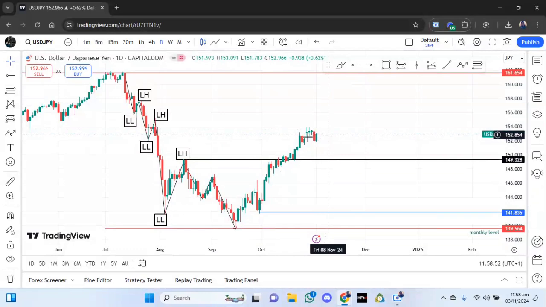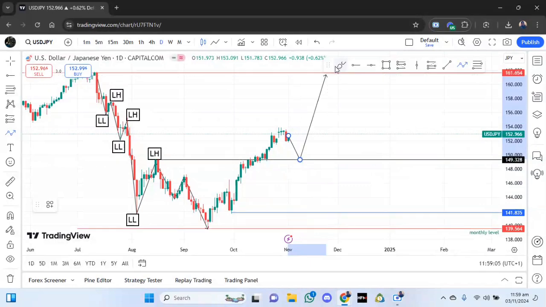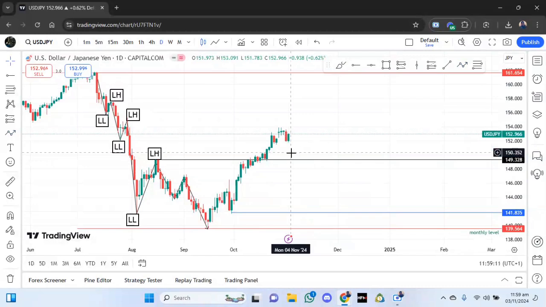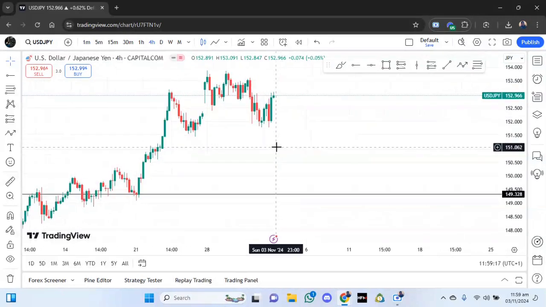But you can see if you want to take a trade on USDJPY, either you have to wait for the price to come down to this level. You have to be patient before you can go in for a buy or a sell or whatever your bias is. But as you can see, this is the daily chart. It's going to take a long time before it comes here. So if you want to ride this trend, you still have to come down.